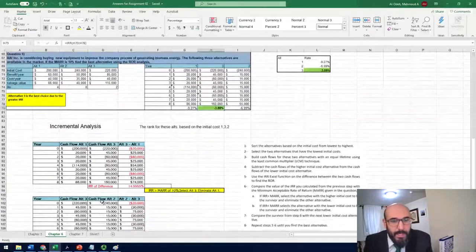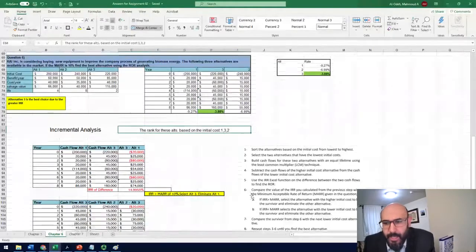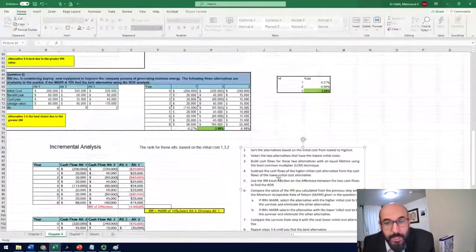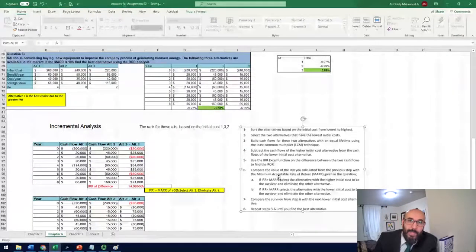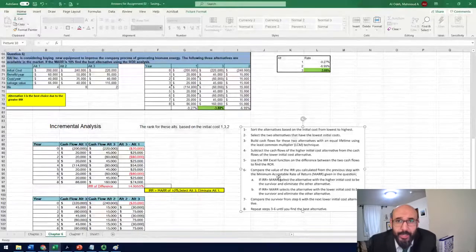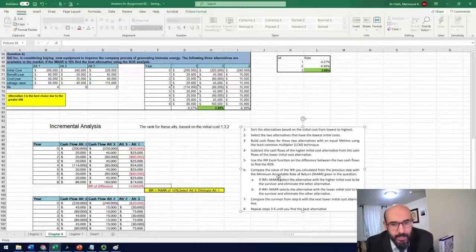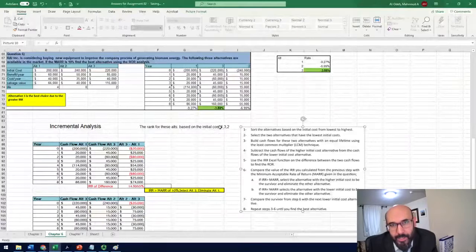All right, for the incremental analysis, first step is to rank these alternatives. And I did post this because I want you to keep this in front of you when you do the incremental analysis. This will help you a lot to follow the 8 steps and reach the correct answer and make the correct decision. All right, so we rank the alternatives based on the initial cost, and the rank would be 1, 3, 2. Alternative 1, alternative 3, and then alternative 2.